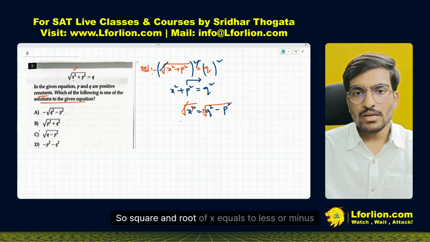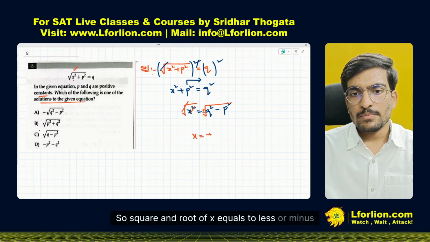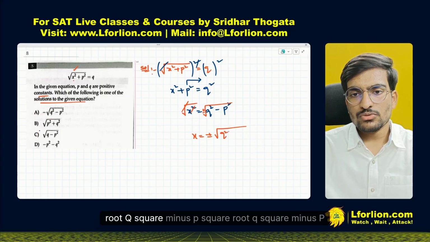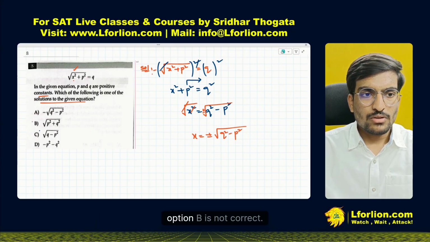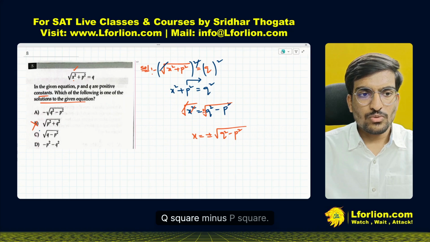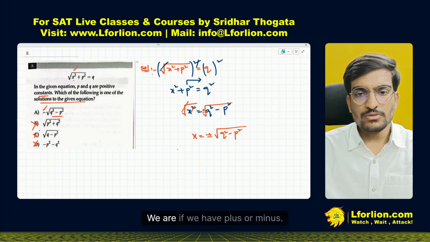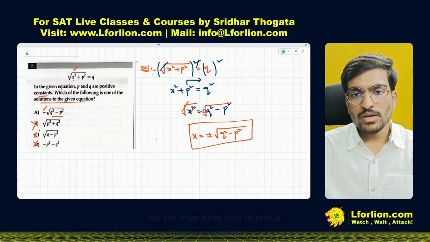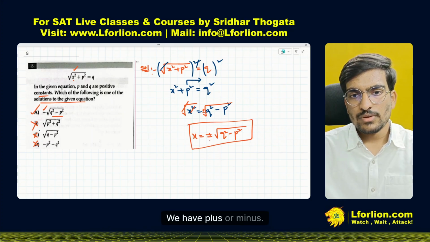So x equals plus or minus root of q square minus p square. Option B is not correct, because it has q square minus p square with no minus sign. We have plus or minus, so option A works.